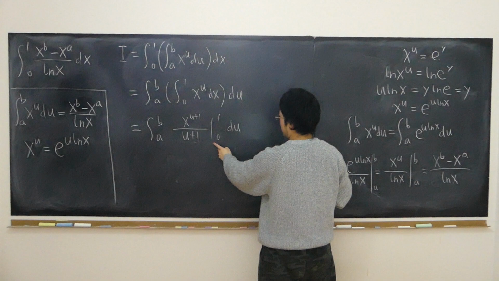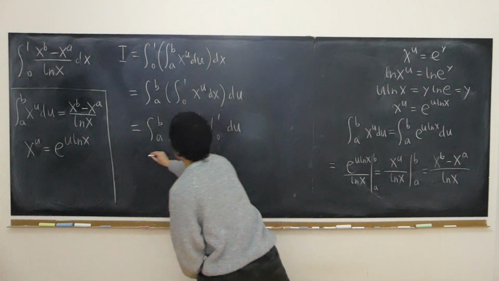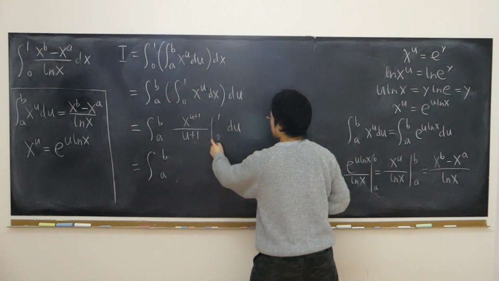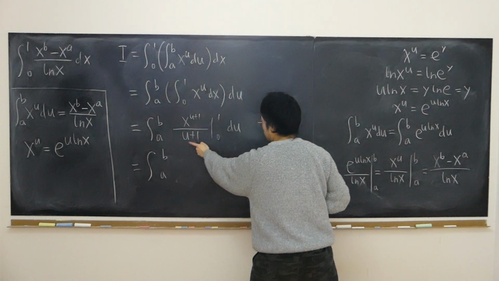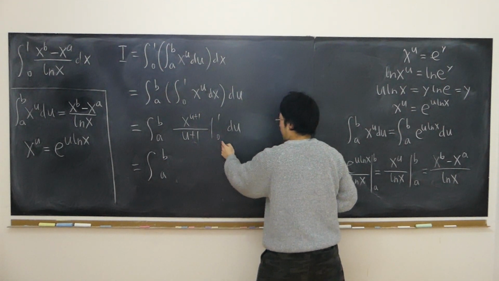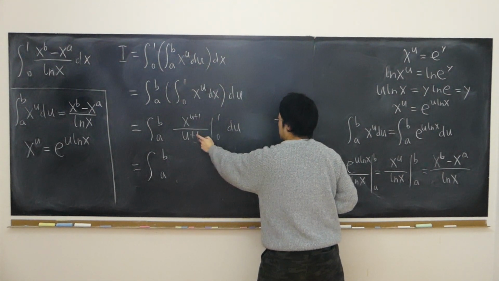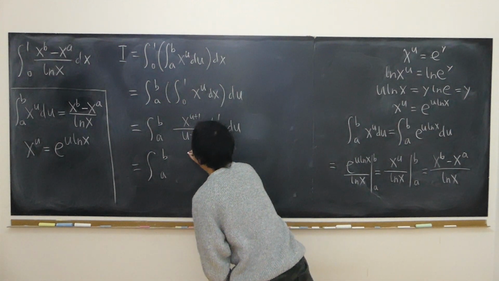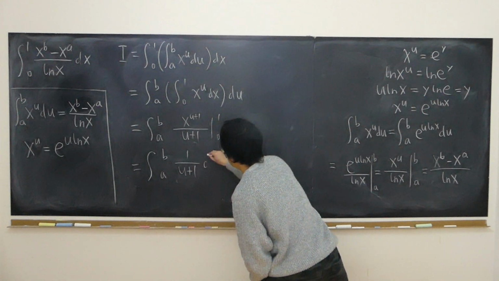So this is indeed its antiderivative. Now we replace x with 1, and x with 0, and take the difference. We have the integral from a to b, where x replaced with 1 gives 1 over u plus 1, and x replaced with 0 gives 0. So in the end we have the integral of 1 over u plus 1 du.